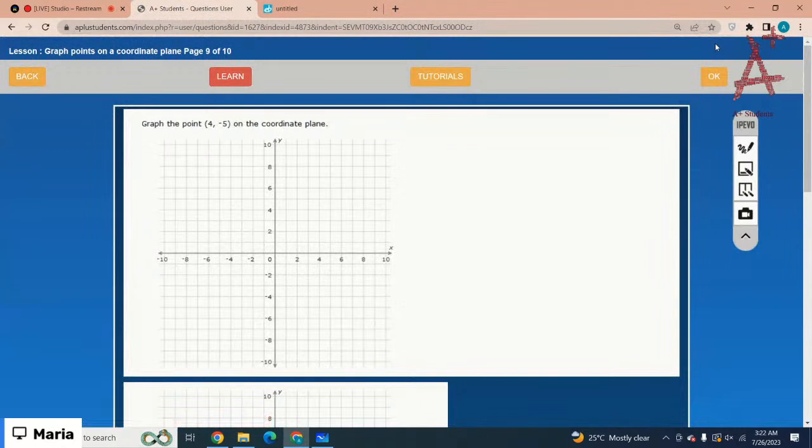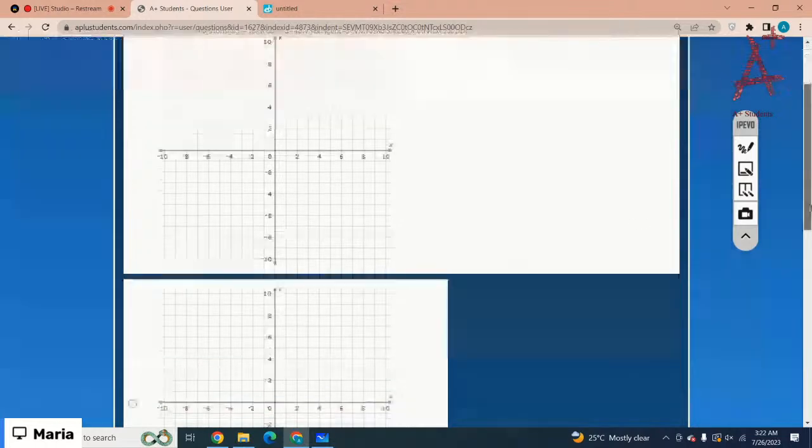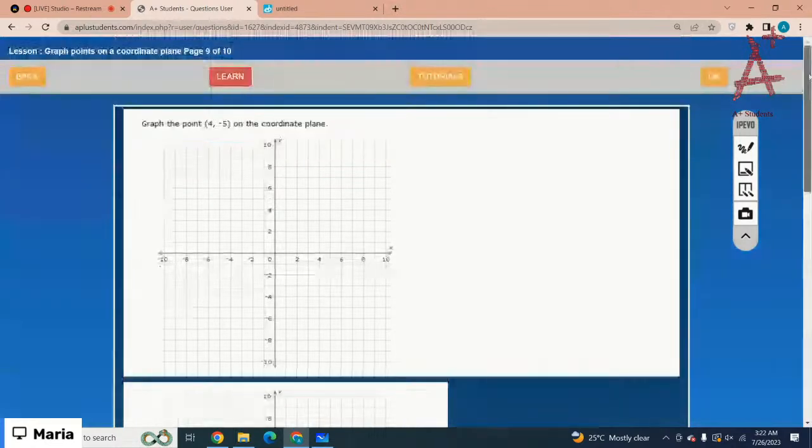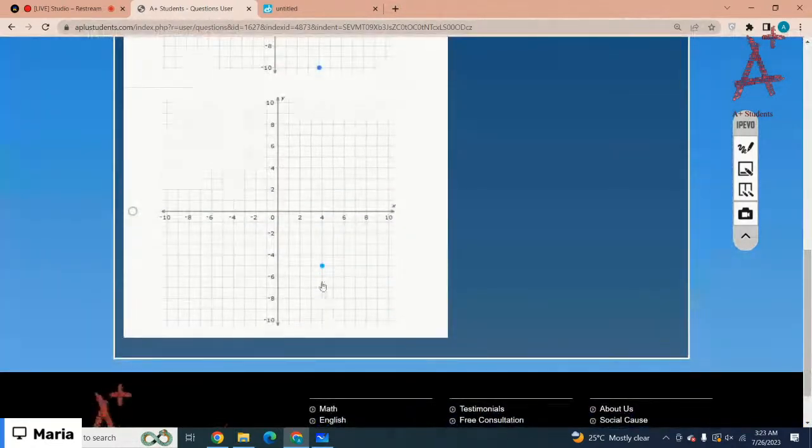Okay, graph the point 4 and -5 on the coordinate plane. So which is the correct option? X is 4 and y is -5. That means that would be in the fourth quadrant. Here you have 4 and -5. So this is the correct option. X is 4 and y is -5.